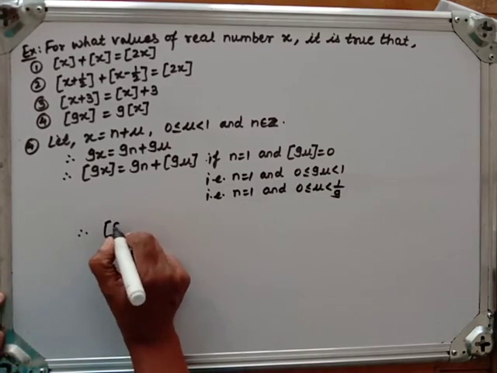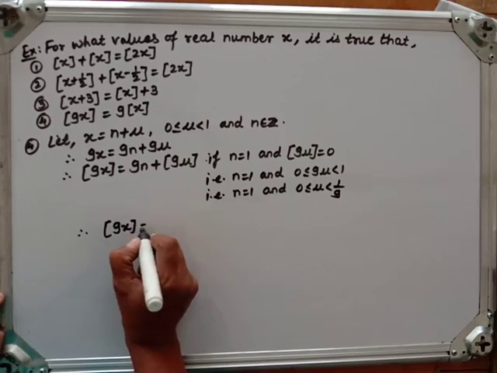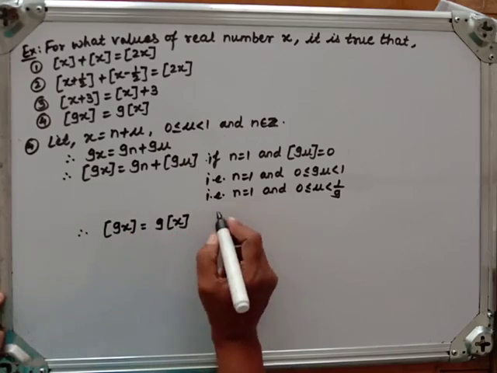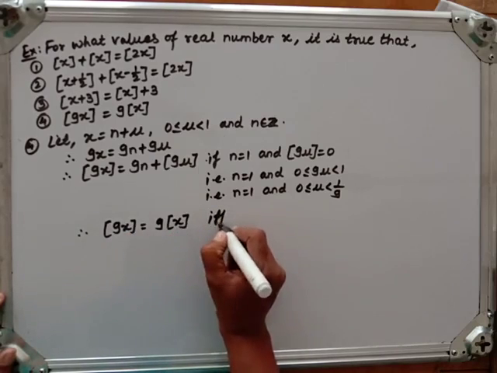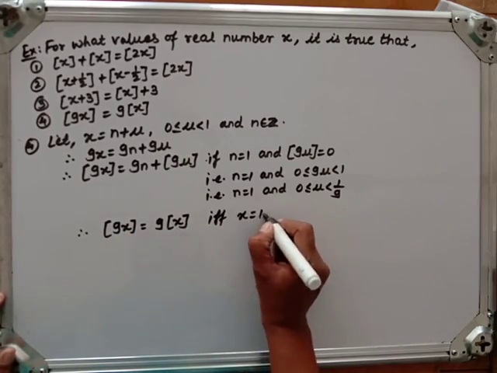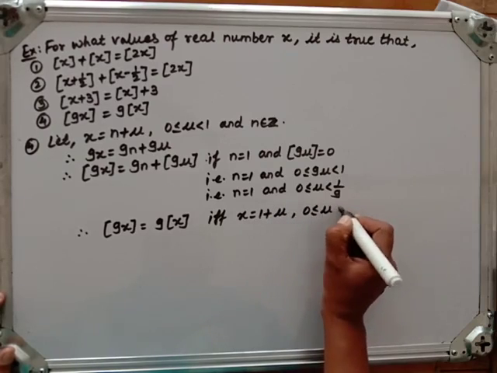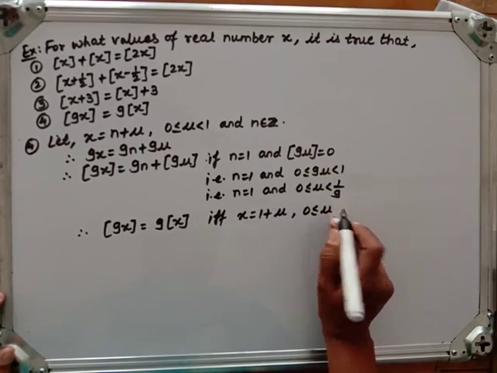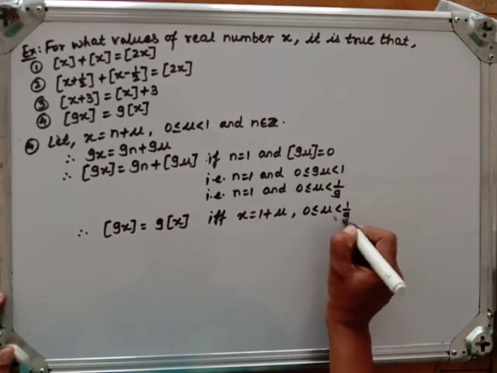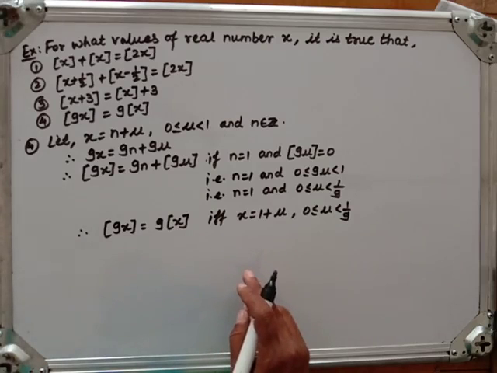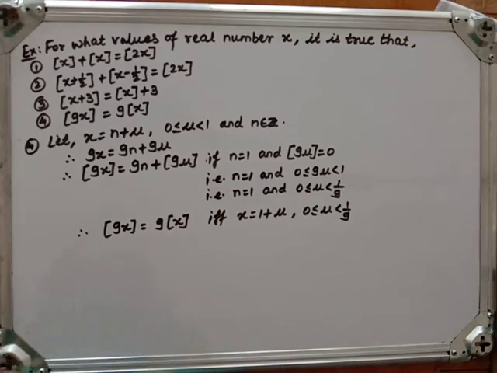Therefore, greatest integer function of 9x is equal to 9 times greatest integer function of x if and only if x is equal to 1 plus mu, and what is mu? Mu is strictly less than what? 1 by 9. Greater than equal 0 but less than 1 by 9. Now, this is about this example.